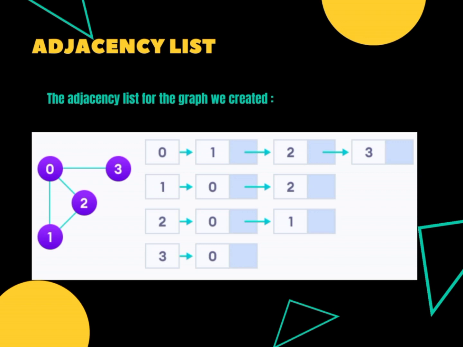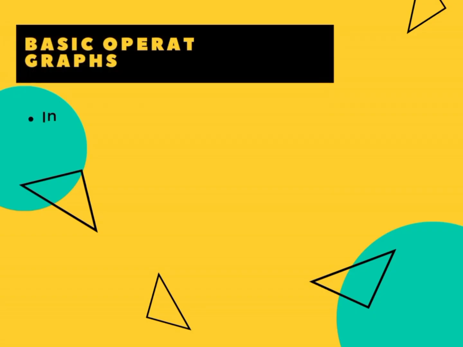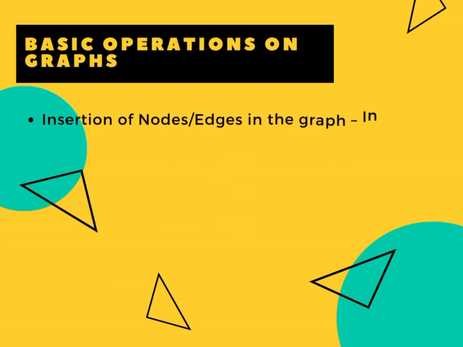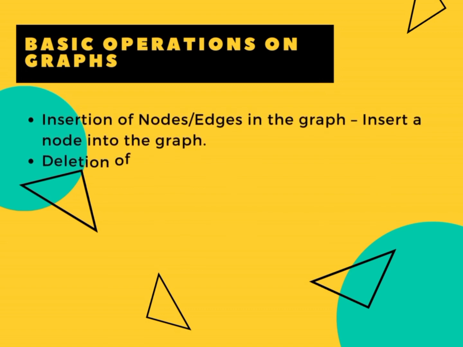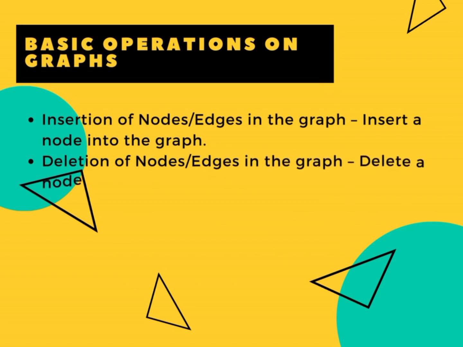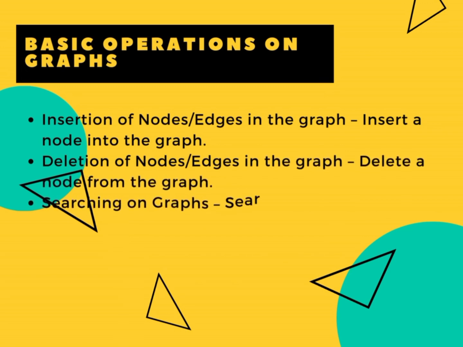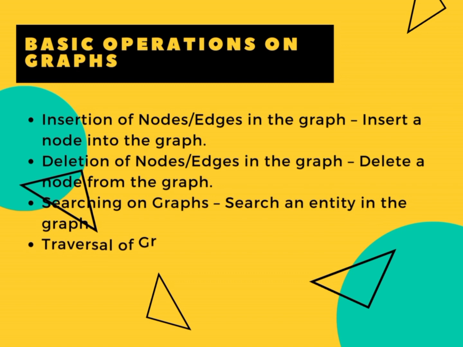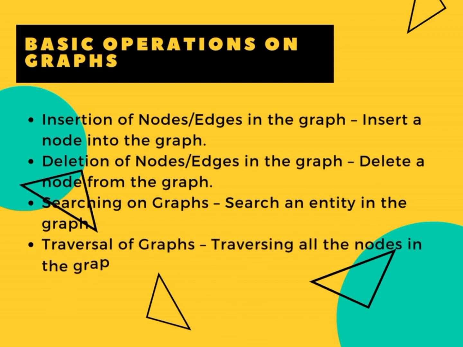Basic operations on a graph are insertion of nodes or edges, and deletion of nodes and edges present in a graph. Searching means searching for an entity present in a graph. Traversal of a graph means traversing all the nodes present in a graph.